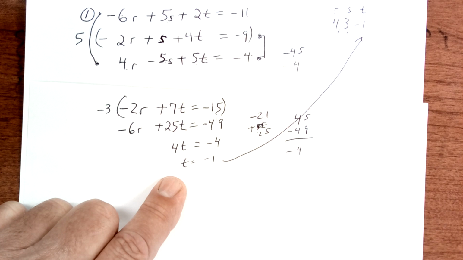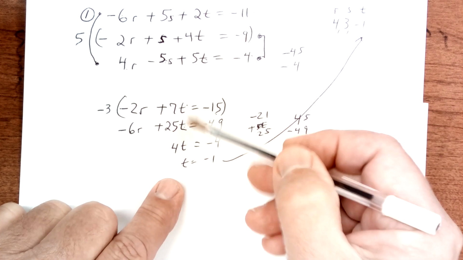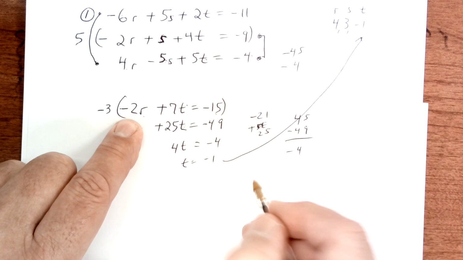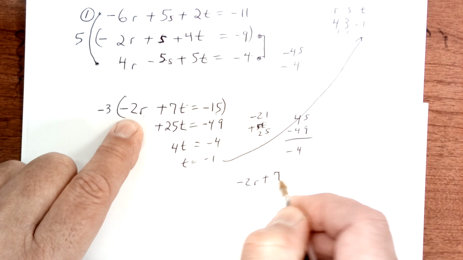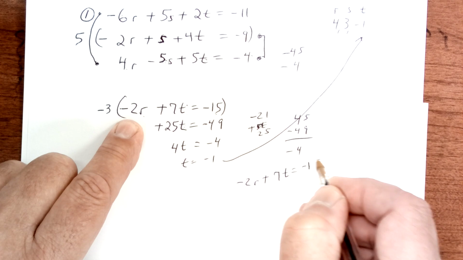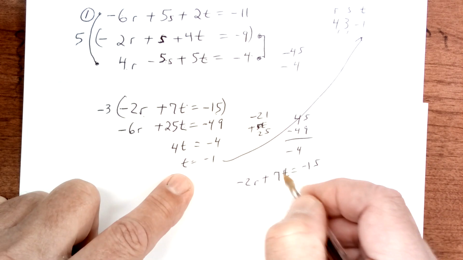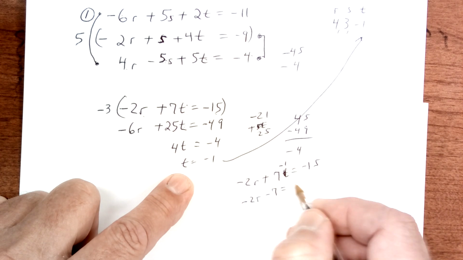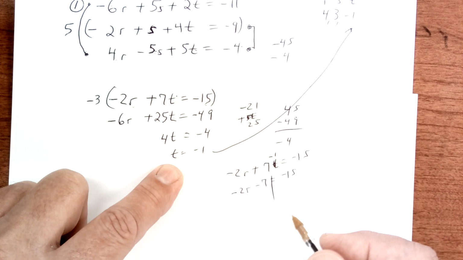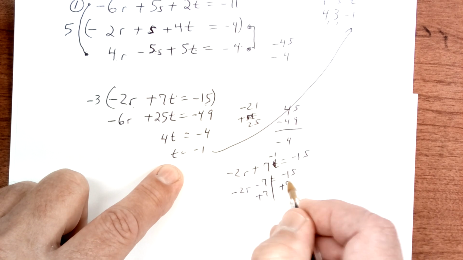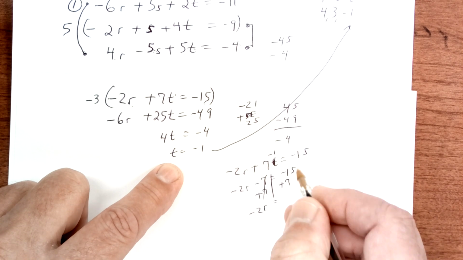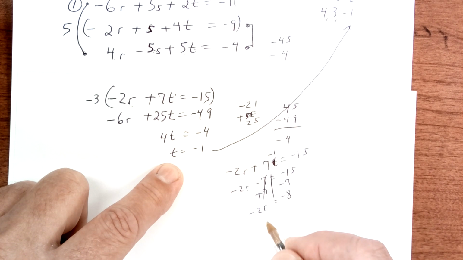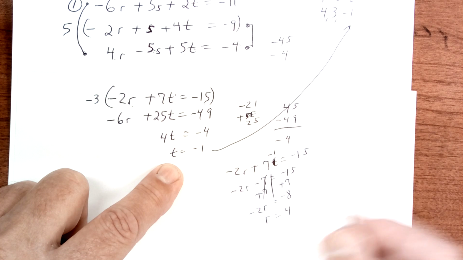Now, you get to pick one of these equations to figure out R. I'm going to go with this one. I'm going to say negative 2R plus 7t is equal to negative 15. I'm going to substitute right here negative 1. So I'm going to get negative 2R minus 7 is equal to a negative 15. I'm going to add 7, and I'm going to get negative 2R is equal to whatever that is, a negative 8. And that's going to be a positive 4, I think it is. And that's what they have.